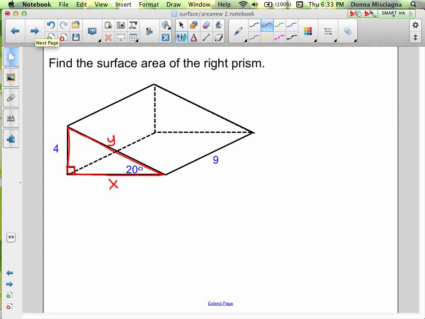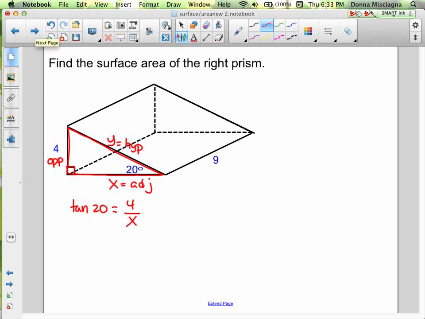Let's label our sides relative to the angle. So 4 here is opposite the angle, that would be the opposite side. x is next to the angle, it's adjacent to the angle, so it's the adjacent side. And of course, y is opposite the right angle, so it is the hypotenuse. So for x, we want the adjacent. We know the opposite. Opposite and adjacent, that's tangent. So tangent 20 is equal to 4 over x, opposite over adjacent.